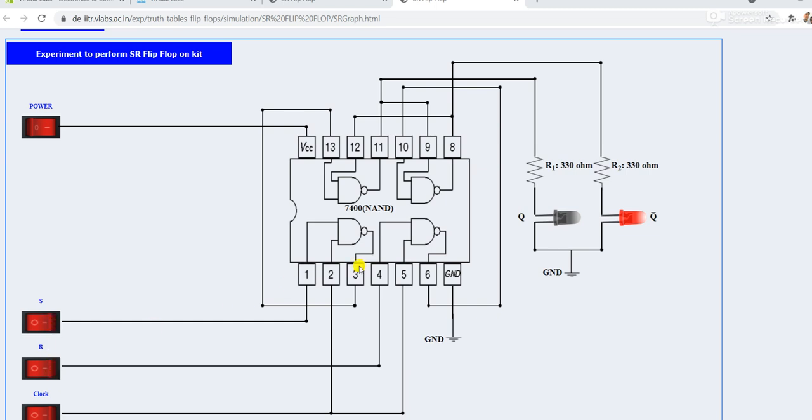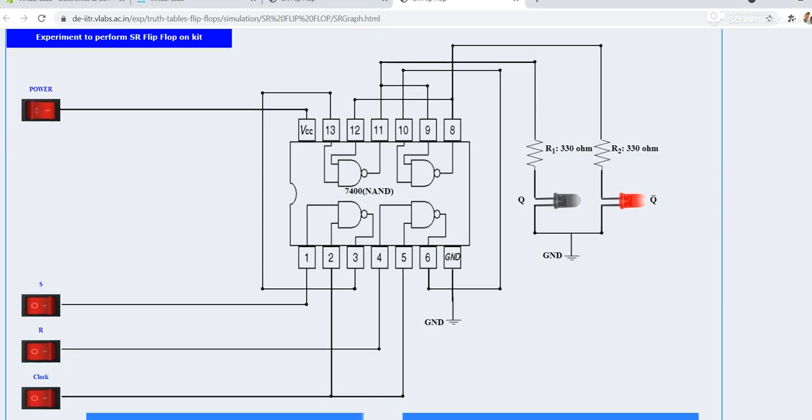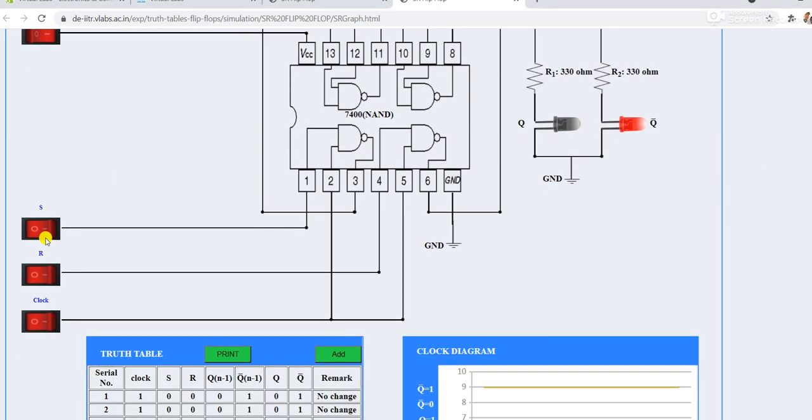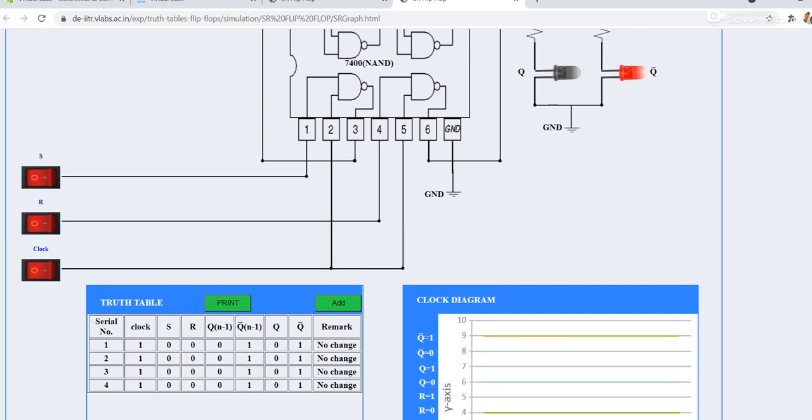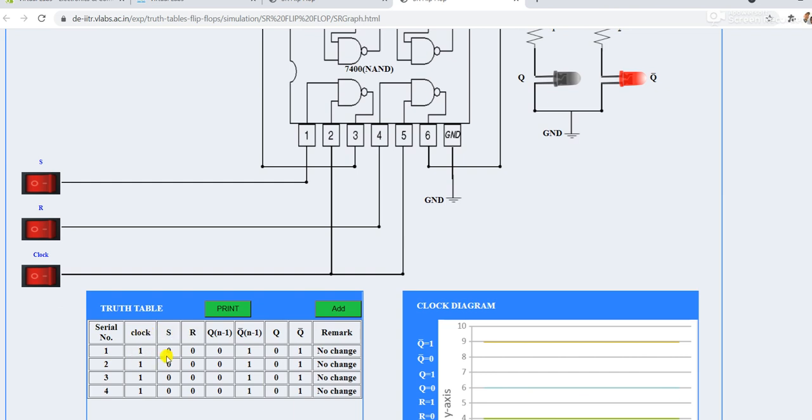So the first condition is S equal to 0 and R equal to 0. This is for 0 and 0, as we have already seen in the instruction part, and we have to apply the clock. Okay, so these are the outputs. Clock equal to 1, S is 0, R is 0. There is no change in the output section. Q is 0, Q bar is 1.